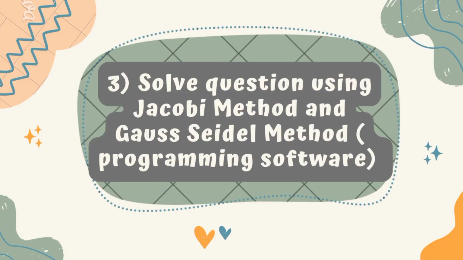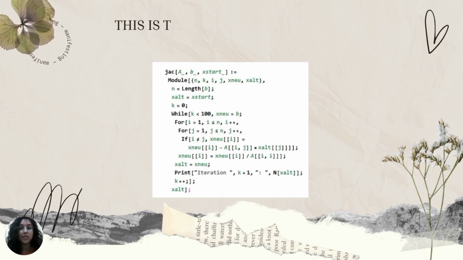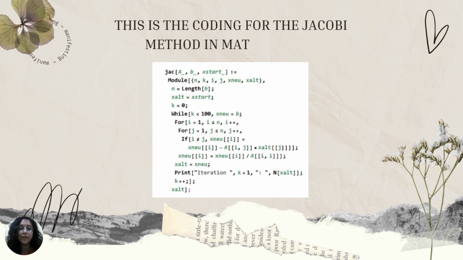Section 3. Solve equation using Jacobi method and Gauss-Seidel method by programming software. Using Jacobi method. First, let us see the coding for the Jacobi method in Mathematica. In first row, there is stated JAC, which represents Jacobi, and then in bracket there is A. A represents the coefficient of matrix, B represents the vector of coefficient, and X star represents the initial guess.